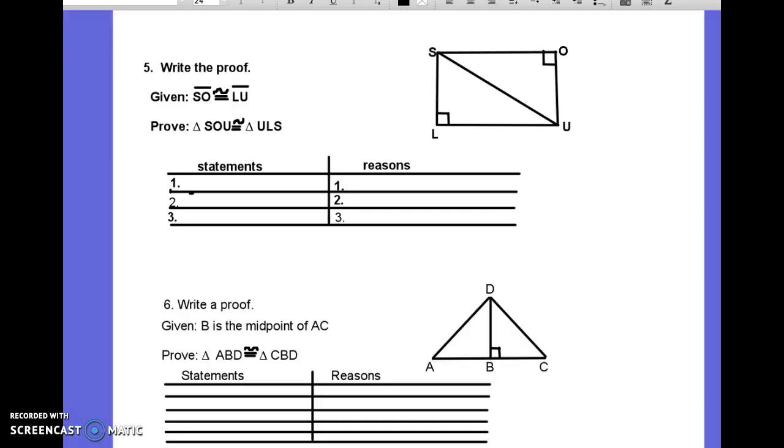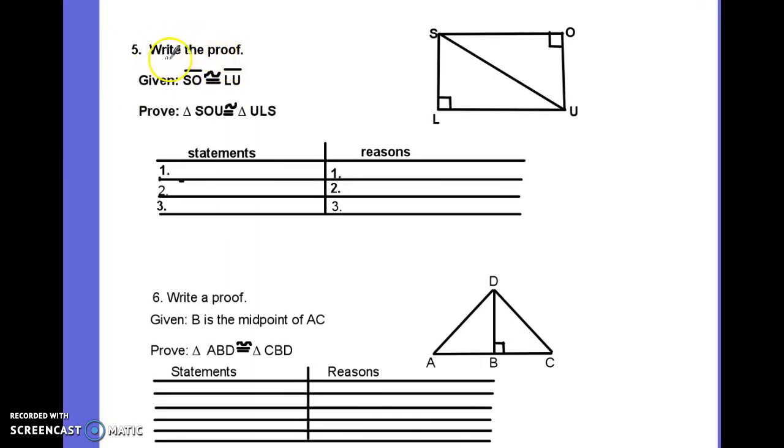Anyway, I'm going to go ahead and do a couple of these practice questions. One of them was this one, which is before us, and this is where we had to do a proof. It says number 5, write a proof. And this is easy, very easy. Say it with me, this is easy. So it says here that segment SO is congruent to segment LU. So the first thing to do, just make a mark. SO is congruent to LU.